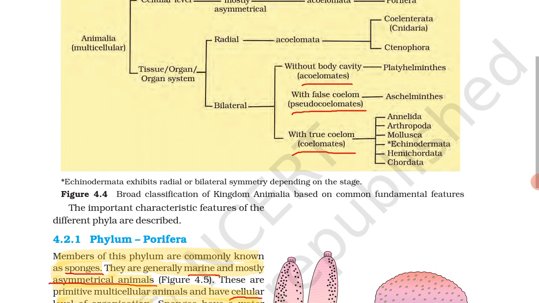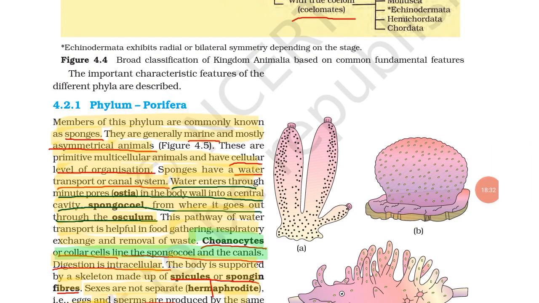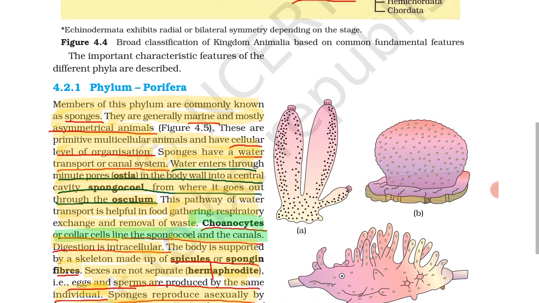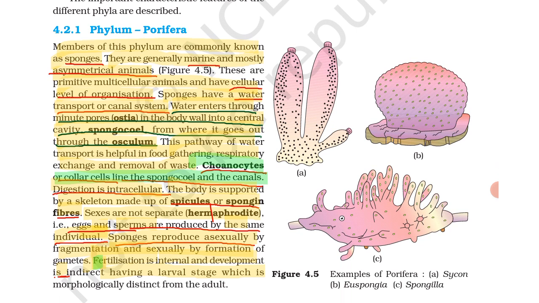So you have to learn this table by heart. Phylum Porifera. We are going to learn about phylum Porifera. The members of this phylum are commonly known as sponges. So from this phylum Porifera, we are going to learn about sponges.